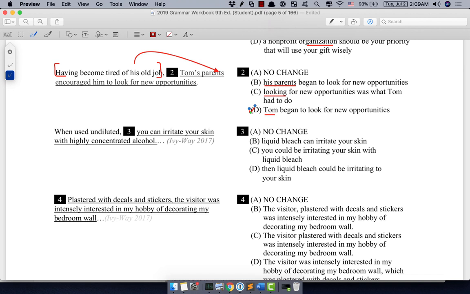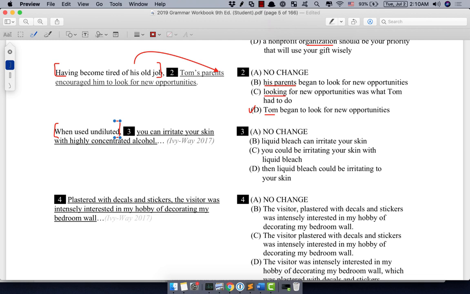When used diluted, hey, you have a modifier in the beginning, and does it tell you what or who is used diluted and undiluted? It doesn't. Do you know what undiluted means? Diluted means adding water to something. Okay, so if you have lemon juice, and if you add water to the lemon juice, then it's diluted lemon juice. But if it's just pure lemon juice, then it's undiluted.